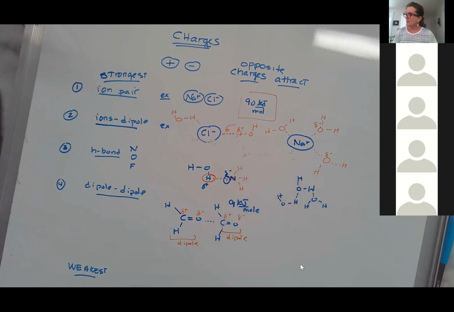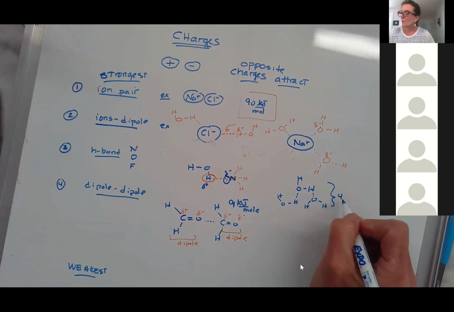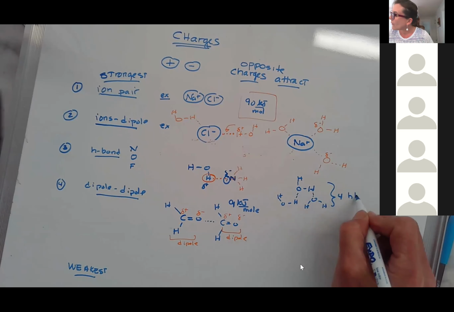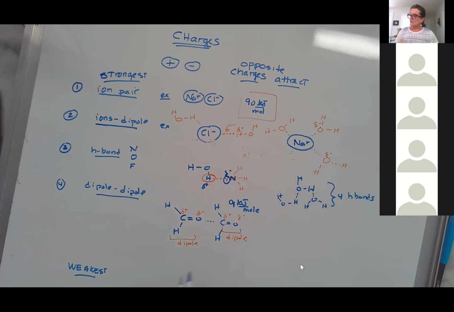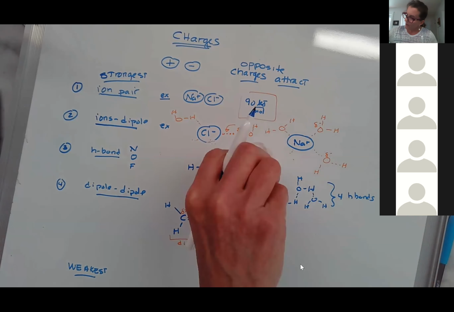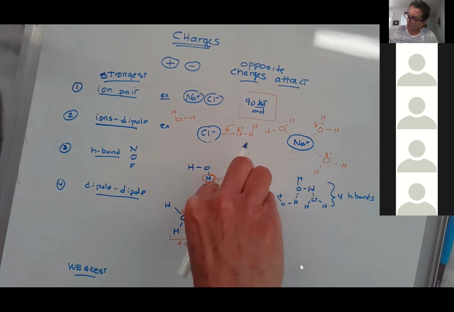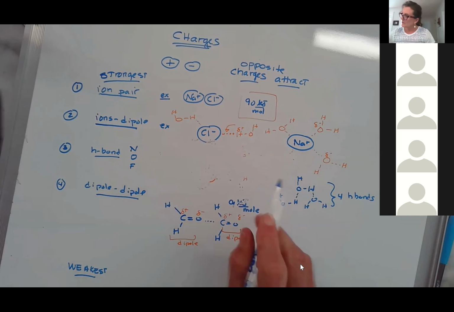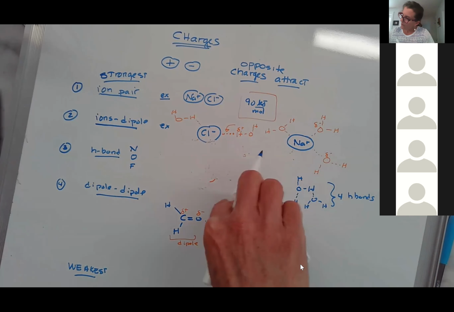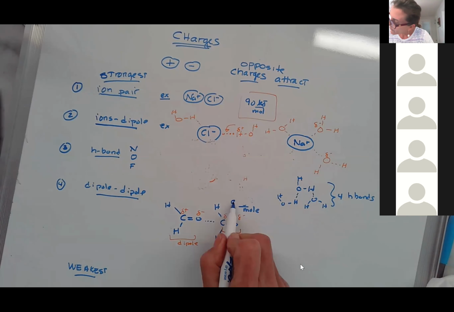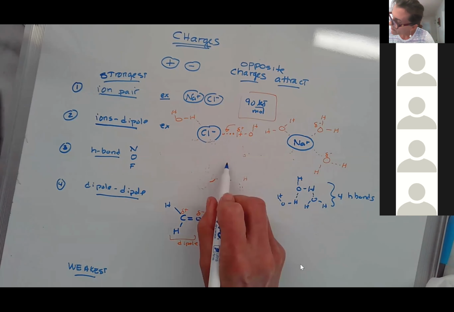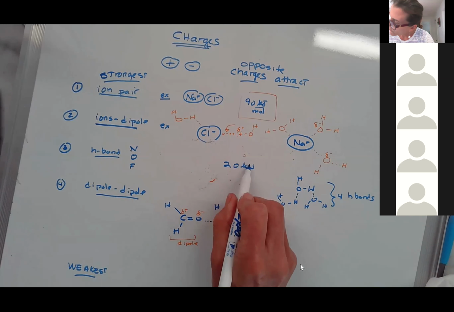And there can be as many as 4 hydrogen bonds per water molecule. The hydrogen bond is stronger than the dipole-dipole on average, but weaker than the ion pair. Let me fix this. So the hydrogen bond is about 20 kilojoules per mole.